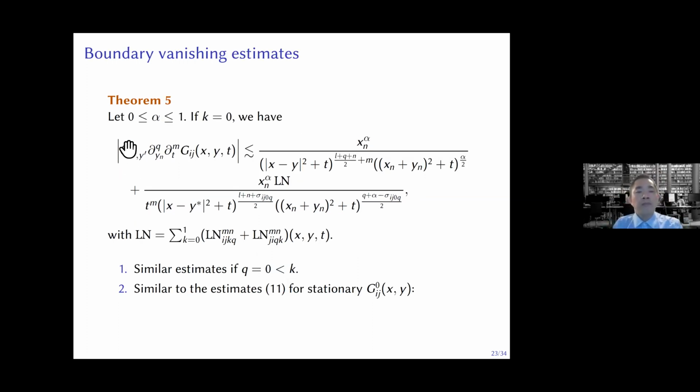And Theorem 5 is on boundary vanishing. So we take any alpha between 0 and 1. If we don't have normal derivative in xn, then we have this power here, xn here. And so this shows that this guy should be 0 as xn goes to 0. And that's reasonable because our Gij has 0 boundary condition. And we also have similar estimate if q is 0 and k is positive. And so this is similar to our estimate for the stationary case.